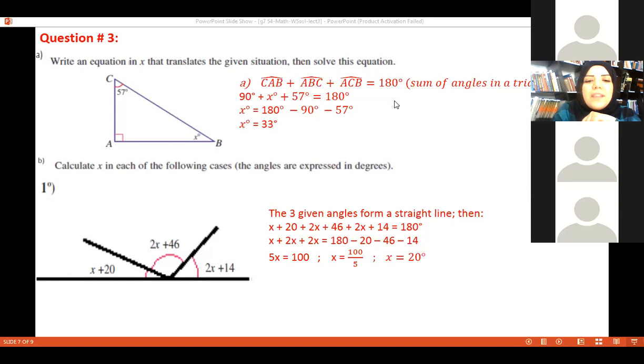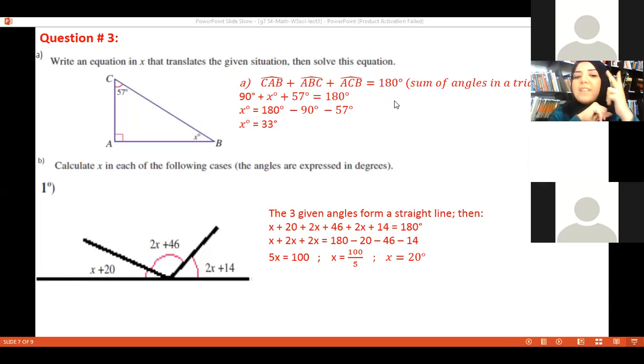Okay, Ismail, if you look at the second one, what do I have? I have a straight angle. Do you agree that the 3 angles are adjacent, supplementary? Yes. So you know that the sum of the 3 angles is equal to? 180. Very good. So I need to add x plus 20 to x plus 46 to x plus 14 equals 180. Right? Now what do I do? What are the steps?